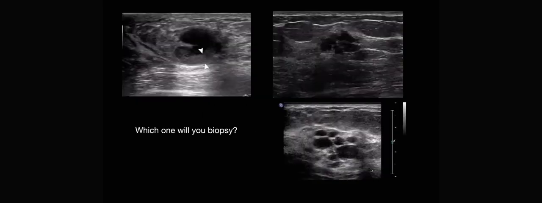Doctor, I have a question. Yep. How can I differentiate between clustered microcysts and fibrocystic changes?